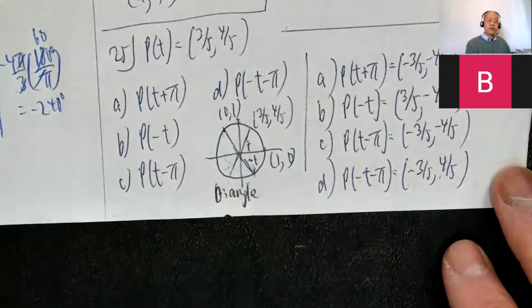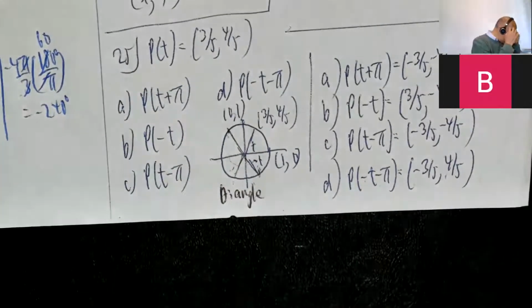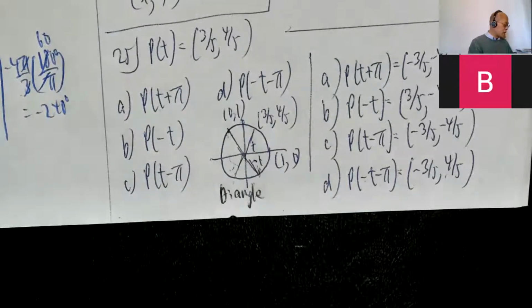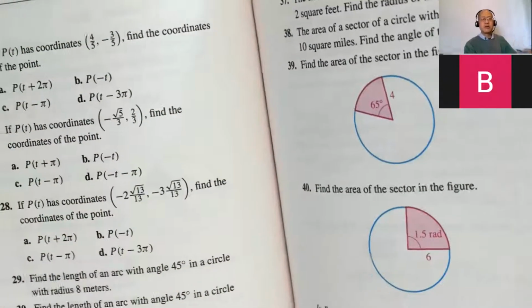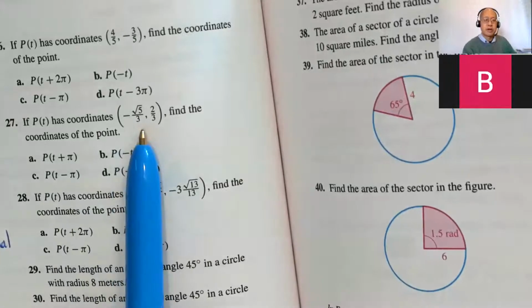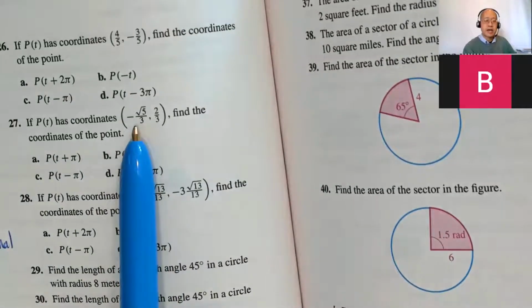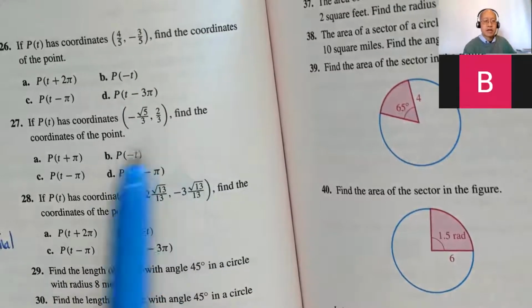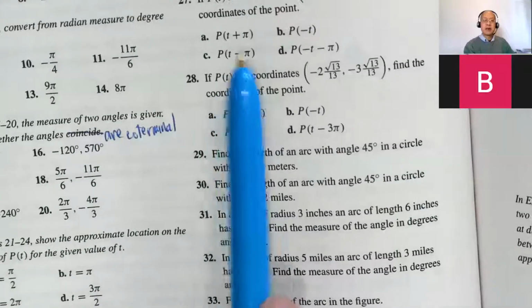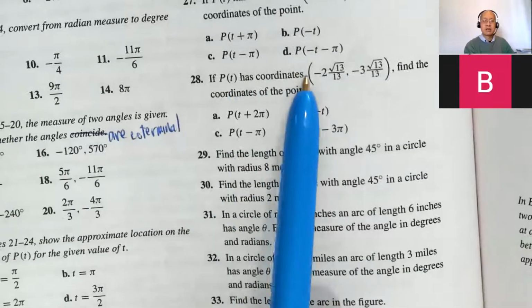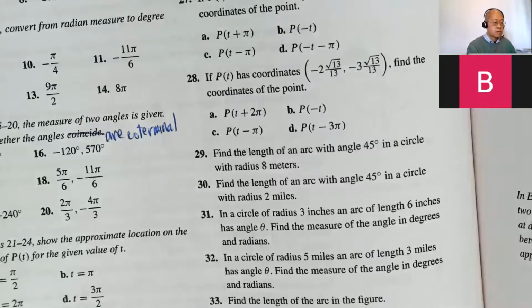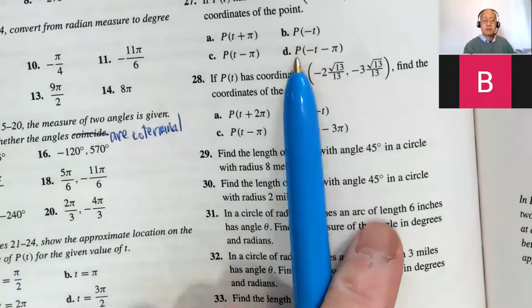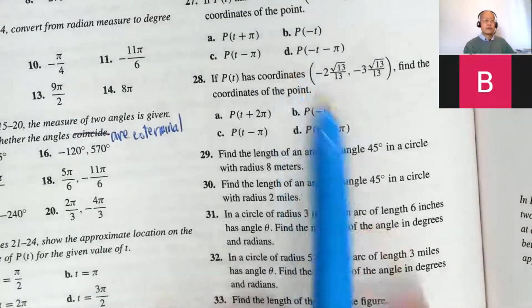So that's all you have to do for 25. And 27 is similar. The only thing about 27 is they give you some funny square root thing, and they start off with X being negative and Y being positive. But I think you can still figure it out. I think it asks pretty much the same questions, like t plus pi, negative t minus pi, and so on. So you figure that out on your own. I did 25, you try 27.